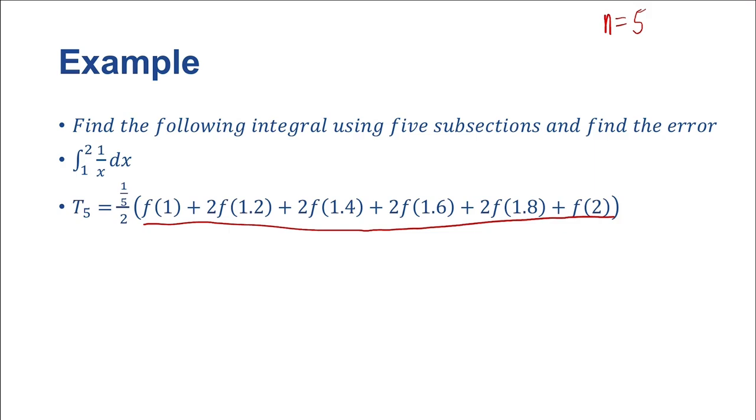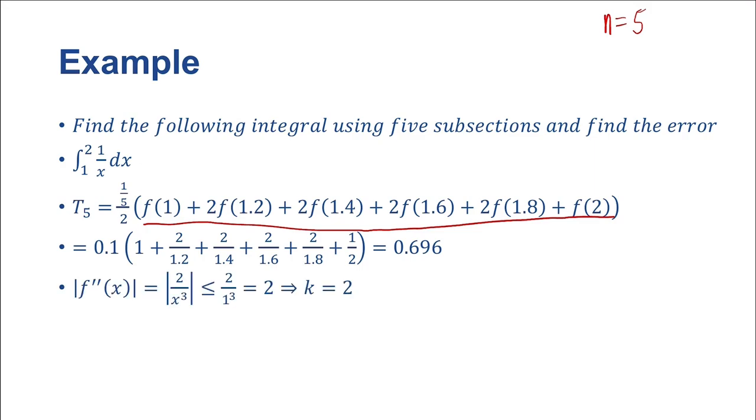We can plug this in. We already know our function is 1 over x, so we can find that this is equal to 0.1 times 1 plus 2 over 1.2 plus 2 over 1.4 plus 2 over 1.6 plus 2 over 1.8 plus 1/2, which is approximately equal to 0.696. Now we want to find the error.